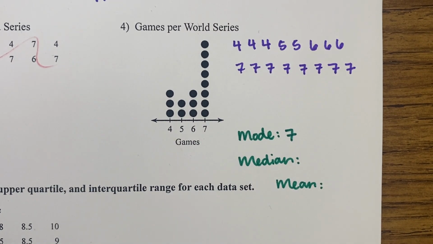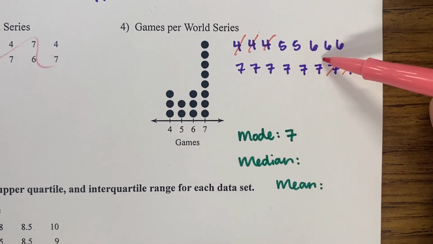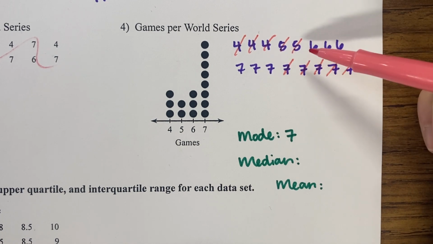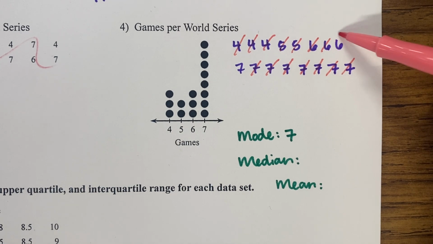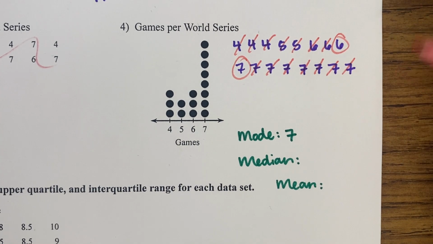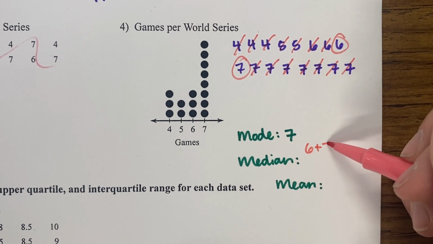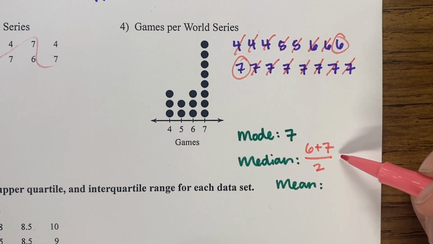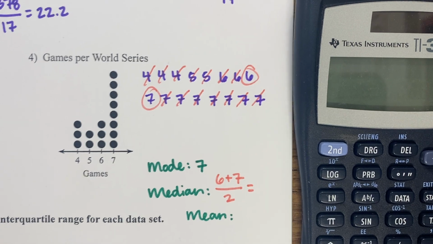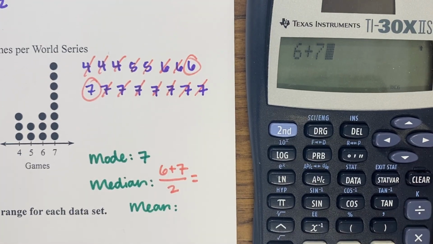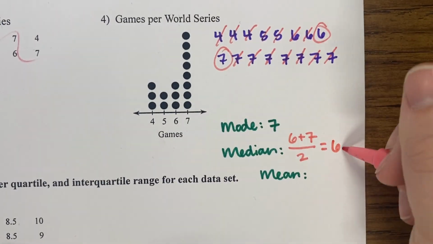Okay, and then our median, let's work our way to the middle. You see that we have 2 that are left. Okay, so in order to find our median, we're going to have to add these guys together, 6 plus 7, and then divide it by 2. Okay, that's going to help us find our median. So we have 6 plus 7 equals 13, divided by 2. So we have a median of 6.5.